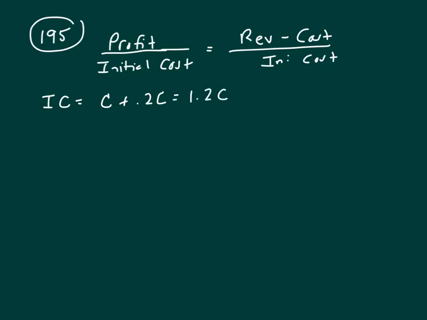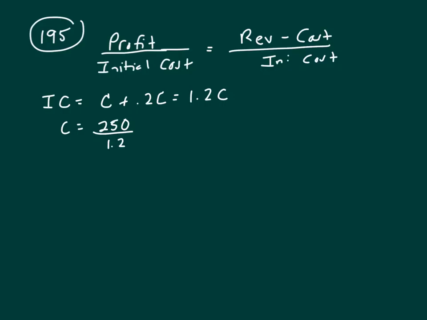1.2 cost. And we know that he paid, let me see, the dealer ordered and he sold for $250 each. So our cost is $250 divided by 1.2. Because he orders, $250 each. Okay, so there's my initial cost.